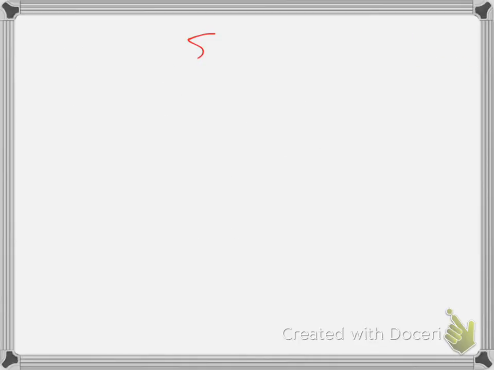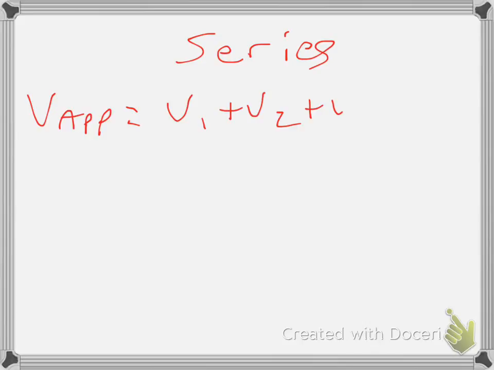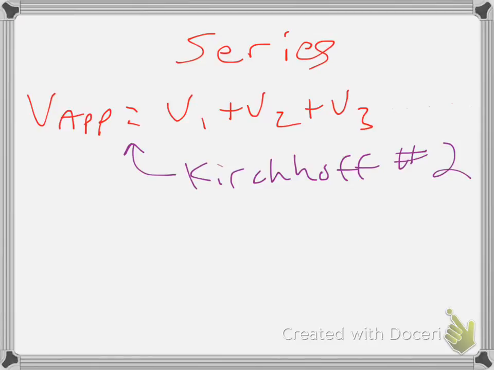Here are some general rules of a series circuit. Voltage applied is equal to the voltage drop across all of the resistors, however that may be. Hint, hint, from a different video, this is Kirchhoff's second law. Kirchhoff number 2.